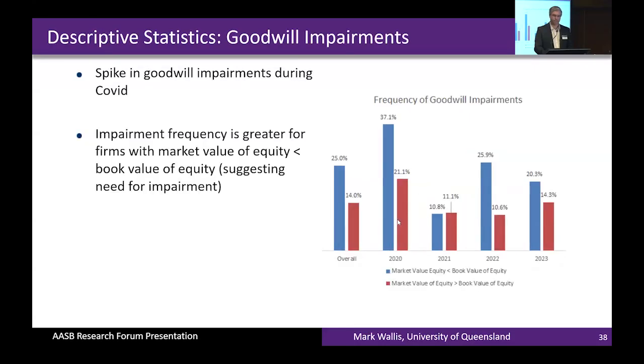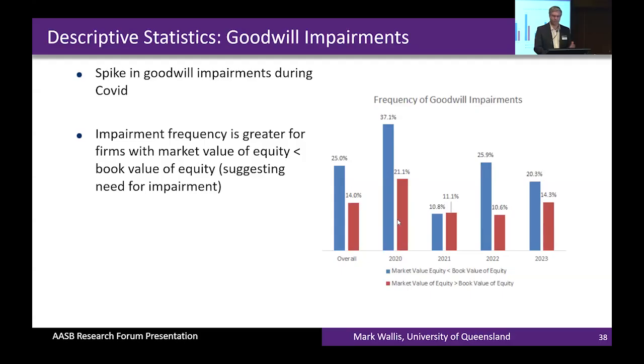Okay, so this is the frequency of goodwill impairments overall and for each year of our sample period. You can see that I've broken that down into the blue and the red chart. The blue one is where the firm's market value is less than its book value of equity. These are firms where we might expect that an impairment is more likely because essentially the market value is saying that the company's assets are overvalued.